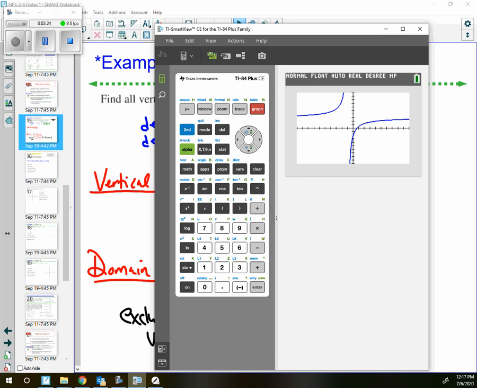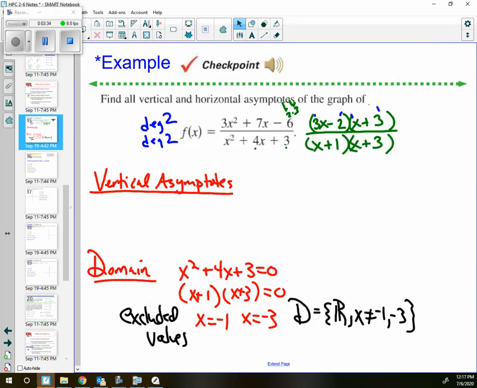Type that into your graphing calculator. So that equation we just had. I don't see two vertical asymptotes on this. I only see a vertical asymptote happening at that negative, looks like the negative 1.